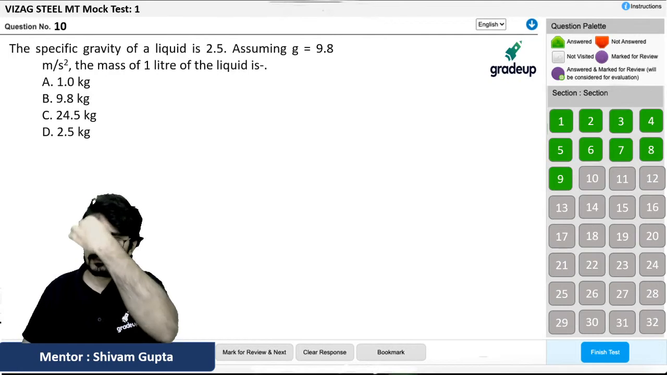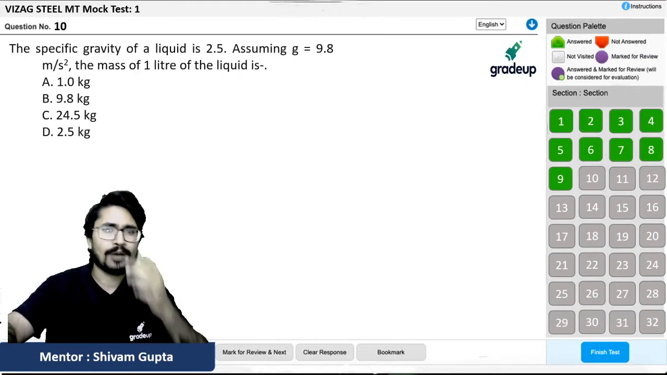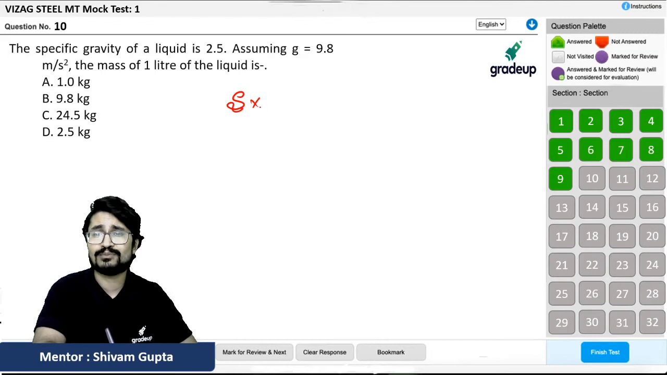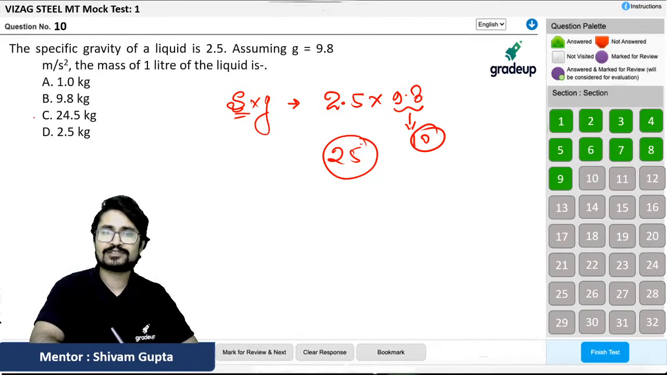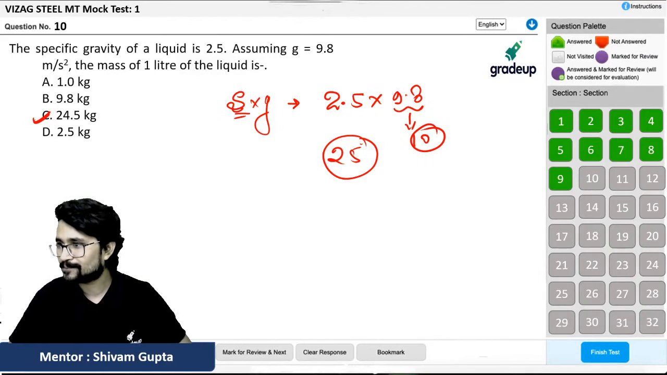Okay. What will be the answer for this question? Option number C. Okay, great. So option number C will be the correct answer. Actually, we have a very short trick. Whenever you want to find the answer, you just have to multiply S by acceleration due to gravity, that is g, and you will get the correct answer. 2.5 into 9.8. 9.8 is nearby 10. So the correct answer will be nearby 25 kgs. So 25 के nearest value क्या है? 24.5. So the answer will be what? Answer will be option number C.